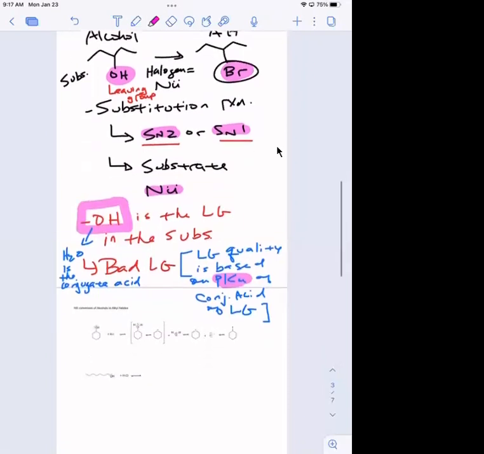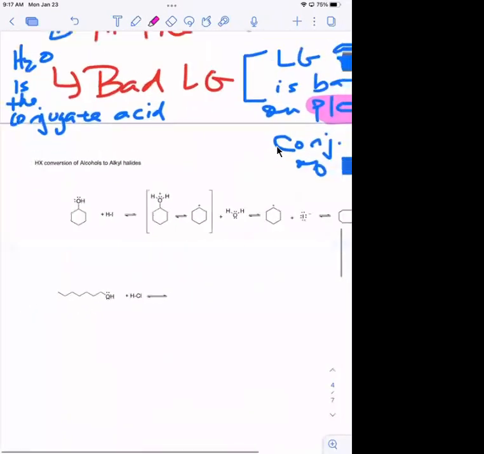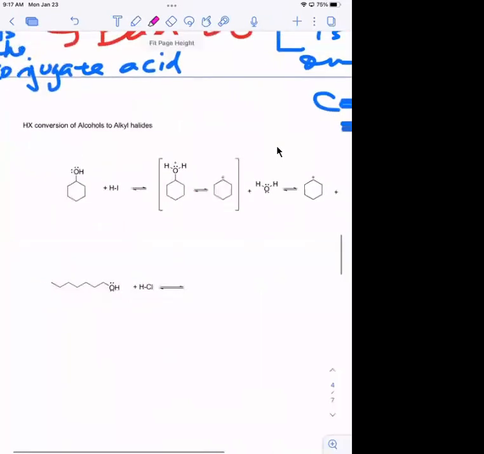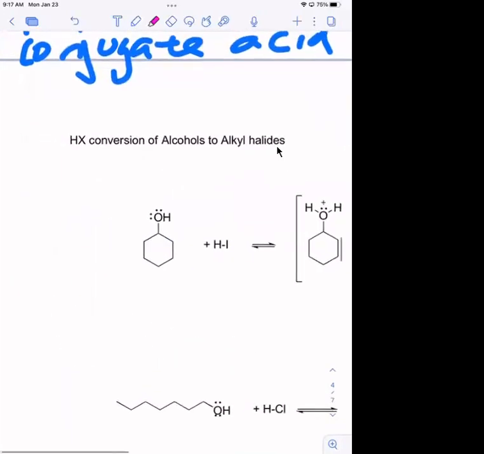All right, so let's look at the first reaction then. What we're going to do is look at the overall reaction and talk about the details of the reaction. The first reaction that we're going to look at is here, where we take an alcohol plus an acid. HX is my acid.